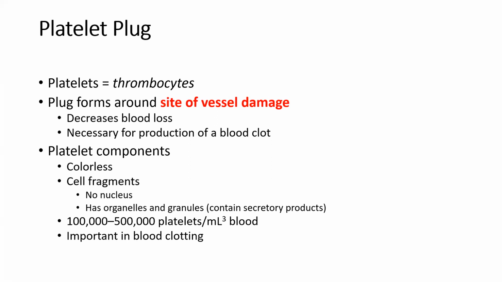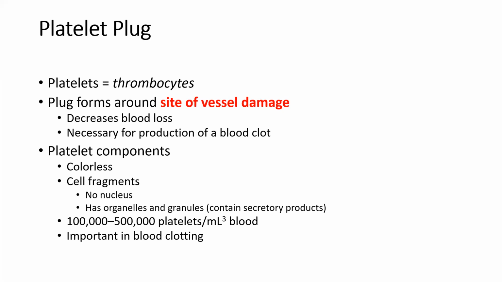And what this does, again, is it starts to minimize how much blood is being lost, but it also starts to form the initial layer of a more permanent platelet plug or a more permanent blood clot that will eventually heal that vessel wall. Now, the platelet components are colorless. They are fragments of a cell. So remember that large megakaryocyte that we talked about earlier will then explode into these fragments. There are no nuclei in platelets. They do have very small organelles, mainly granules that help to contain some of the secretory products that are, again, required for that platelet plug formation.